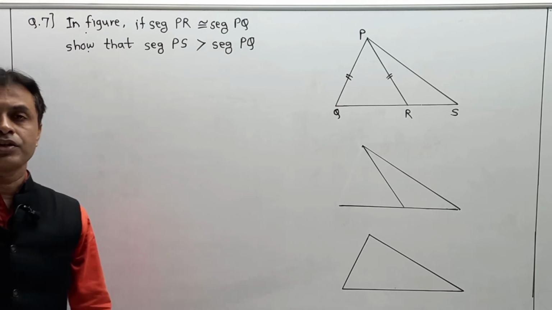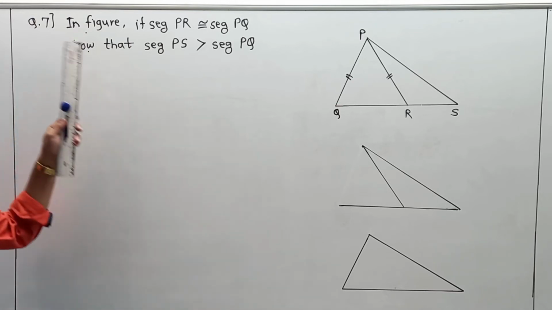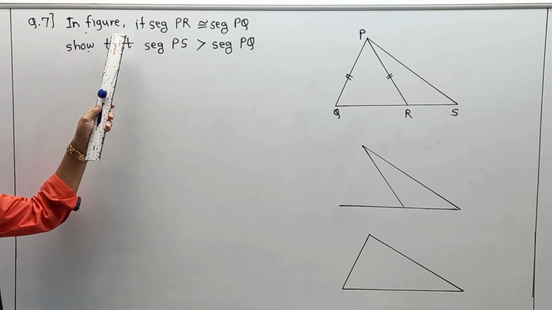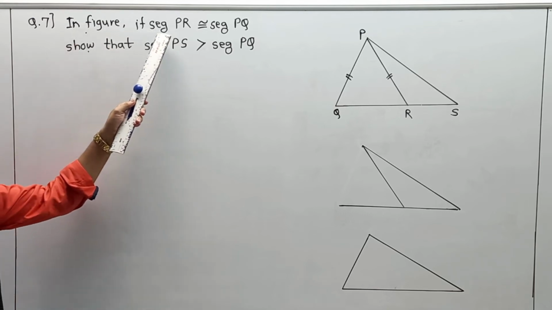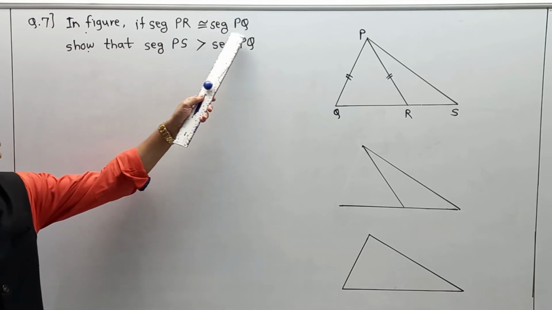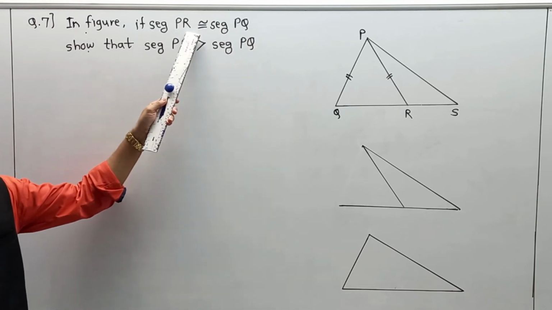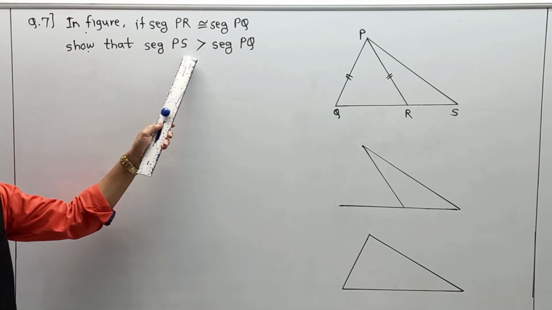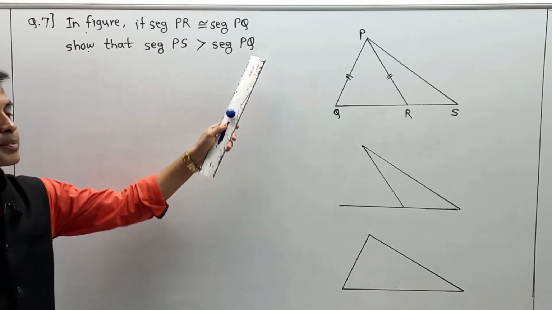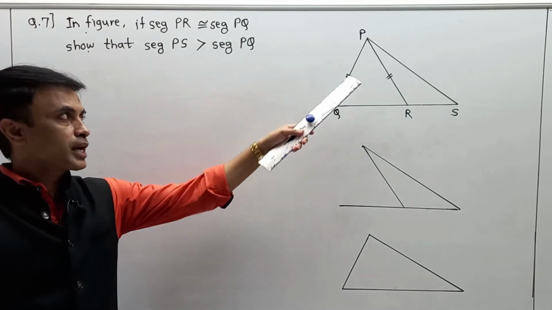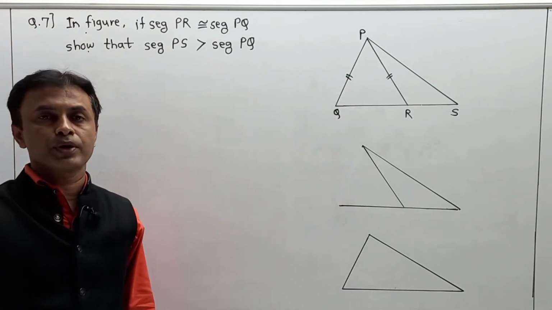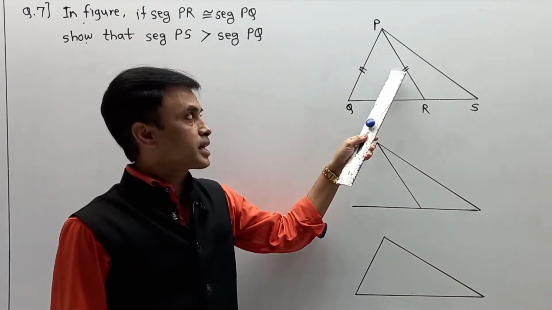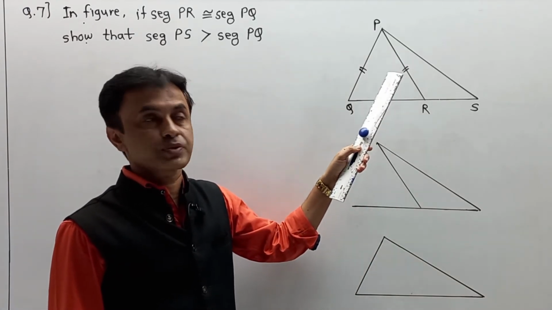Hello friends, continuation with the numerical, and now we are in question number 7, and question number 7 is, in figure, if segment PR is congruent to segment PQ, show that segment PS is greater than segment PQ. Now try to understand the same numerical from the diagram point of view, and observe this diagram first very carefully.